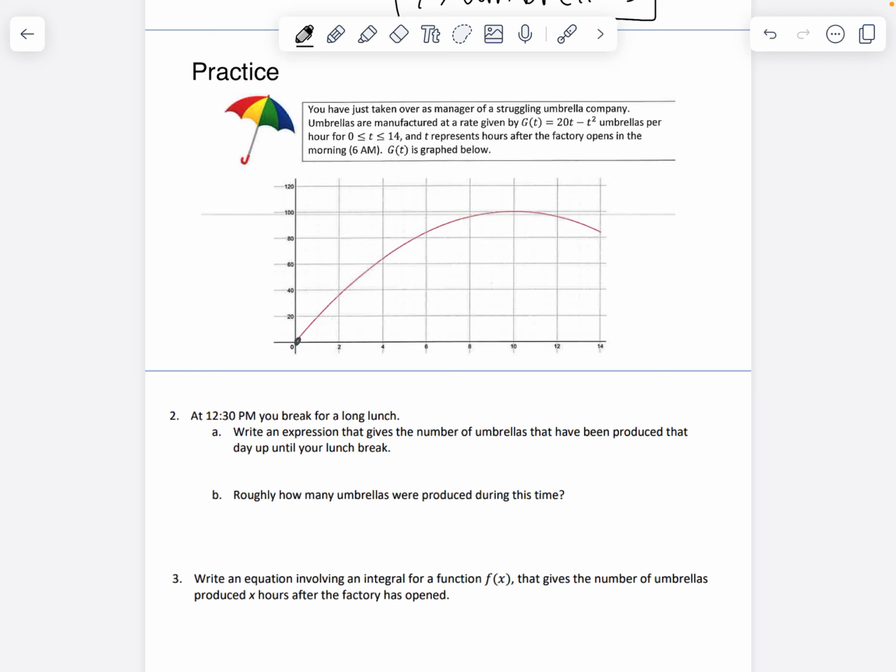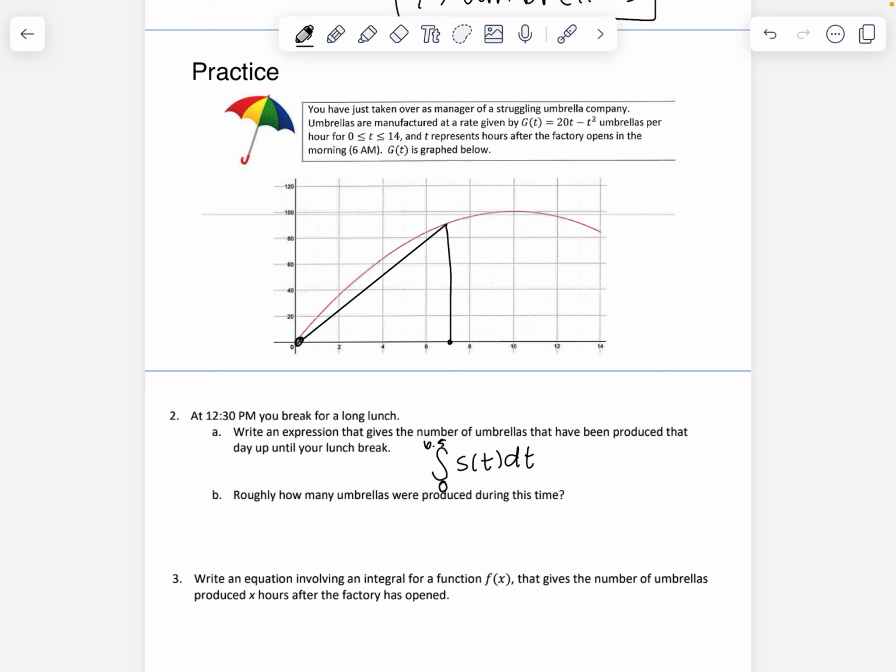Same problem. It says now at 12:30 you break for a long lunch. Write an expression that gives the number of umbrellas that have been produced that day up until your lunch break. So the whole day, up to your lunch break. It's going to be really similar. S of t dt. The bottom bound is still 0. And then 6:30 would be 6.5 because that's 6.5 hours after they open. So now we're trying to find the area from 0 to 6.5, right? So that's this expression right here.